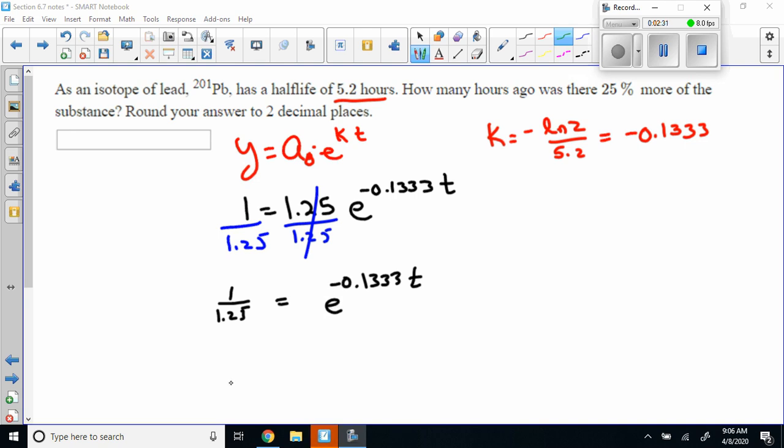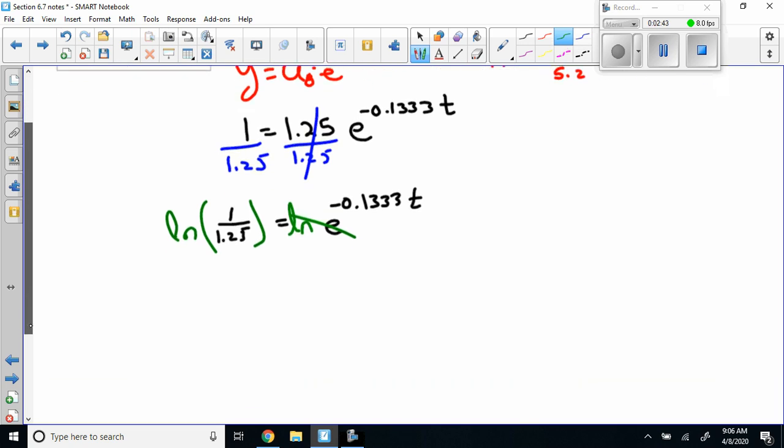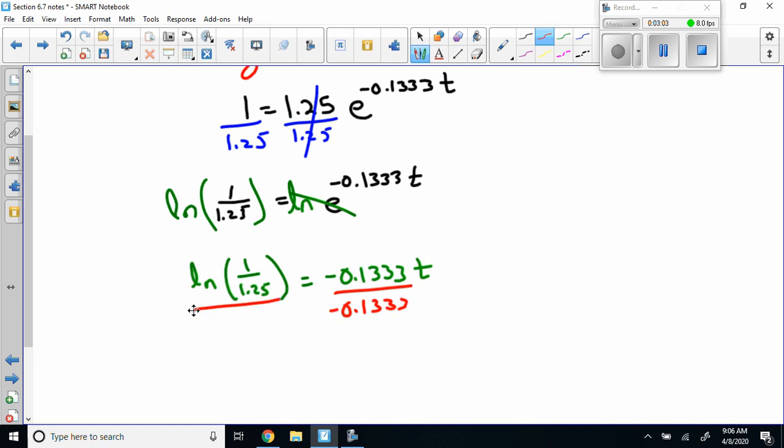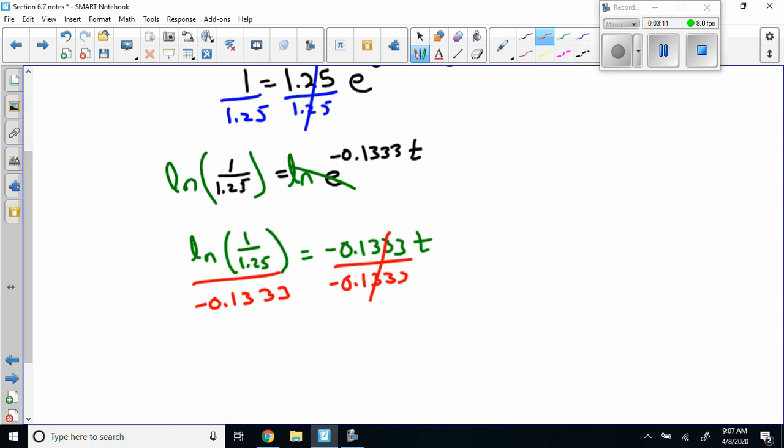Now, what you should know based upon what you've learned about exponentials is, in order to get rid of an e, you've got to take the natural log. So we're going to take the natural log of this side and the natural log of this side. These are going to cancel. So we'll be left with the natural log of 1 over 1.25 equal to negative 0.1333t. And of course, we're solving for t, so we'll divide both sides by negative 0.1333, and that cancels out here.